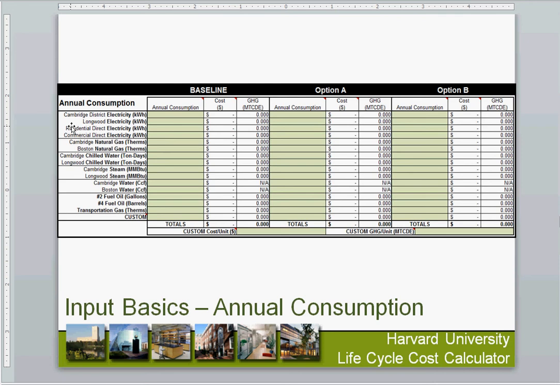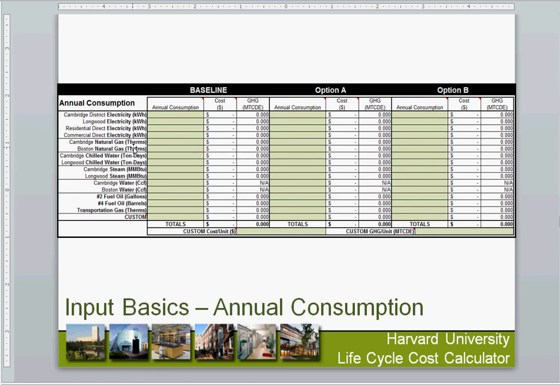through NSTAR or National Grid, both at different rates for residential and commercial district electricity. Natural gas costs, whether you're in Cambridge or Boston. We also have district systems, both at our Cambridge and Longwood campus. So we have rates for chilled water that's supplied per ton day and steam that's supplied per MMBTU. You'll notice all of these units change.